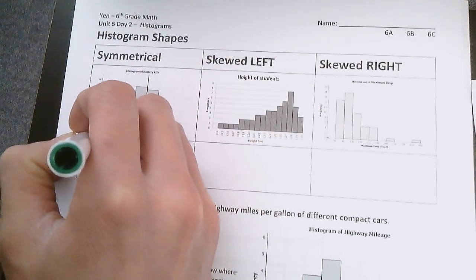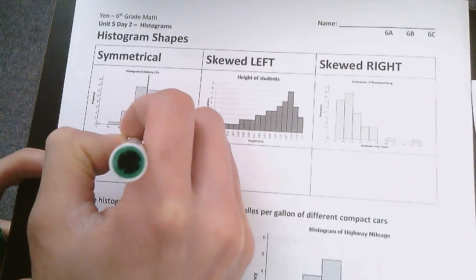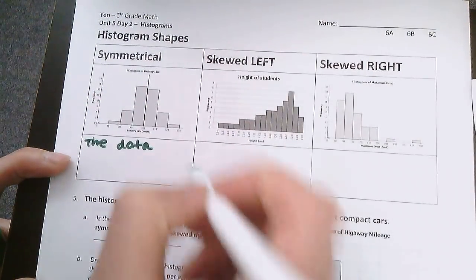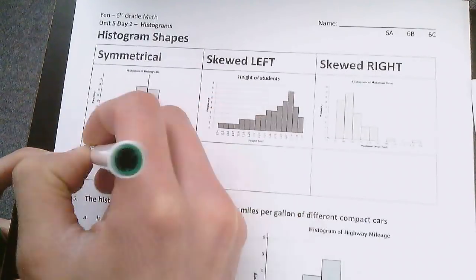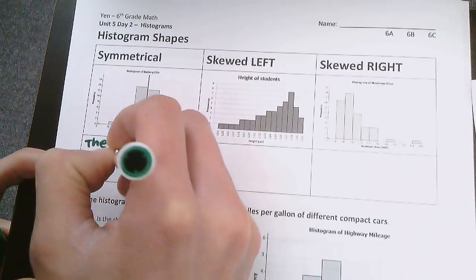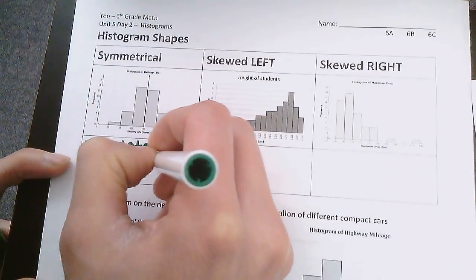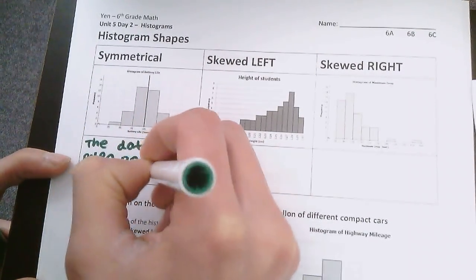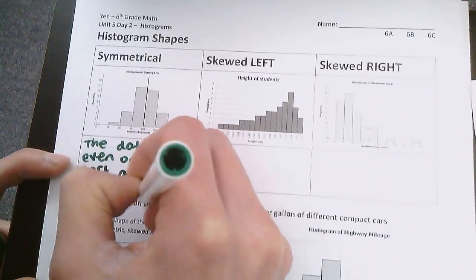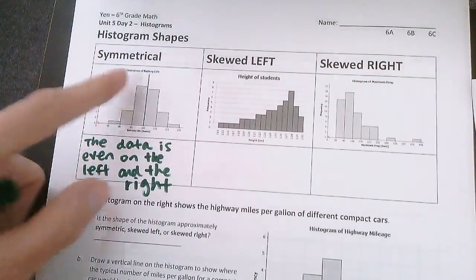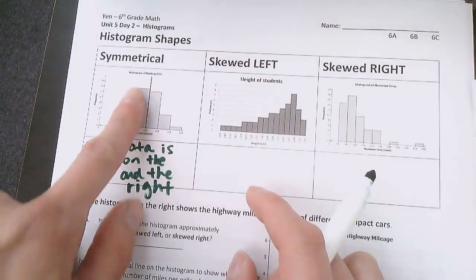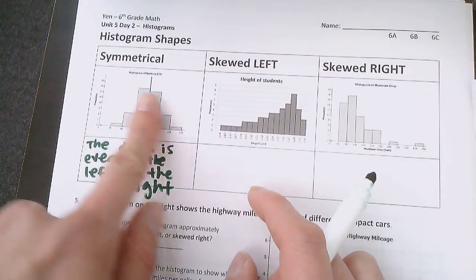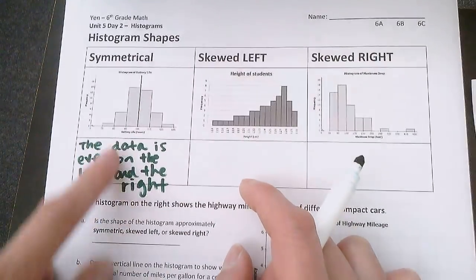that the data is even on the left and the right. So if it's even on the left and on the right. Notice how on the left side, it's about the same shape as it is on the right side. So that's why it's symmetrical.